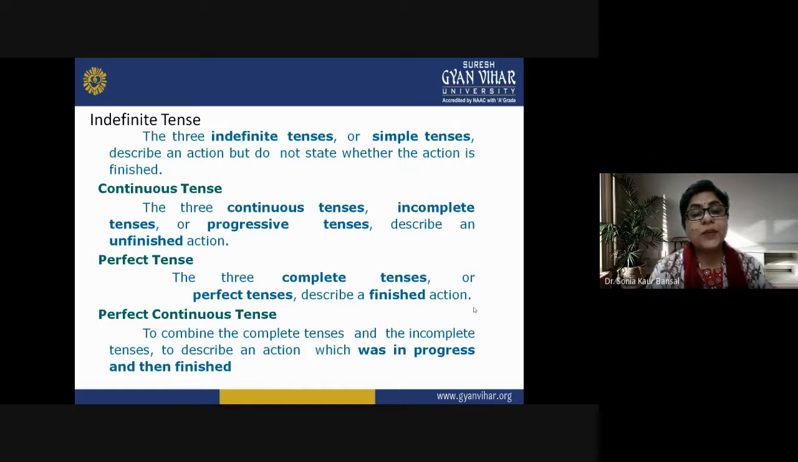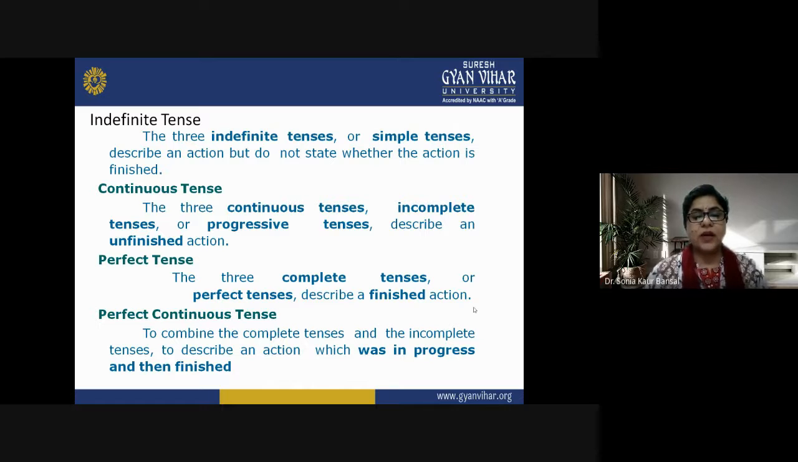Now, the third important aspect is perfect tense. The three complete tenses, present, past, and future, are the perfect tenses that describe a finished action. Now we have come to the state that is describing whether the work is finished or not. So perfect tense describes the finished action. Is it finished in present, past, or future?